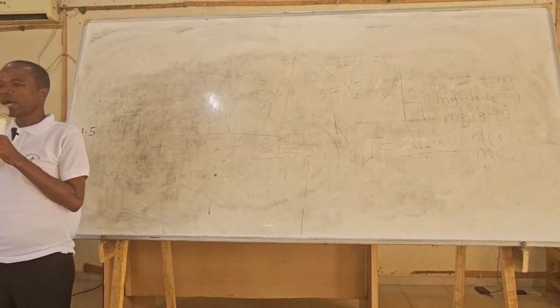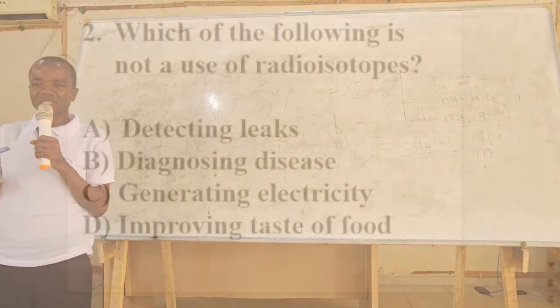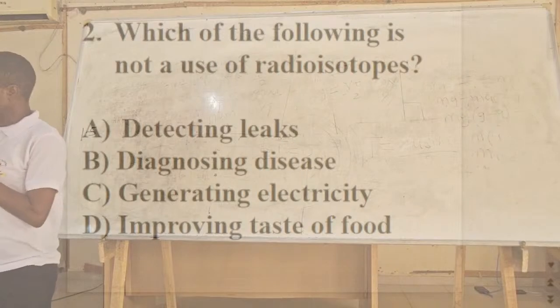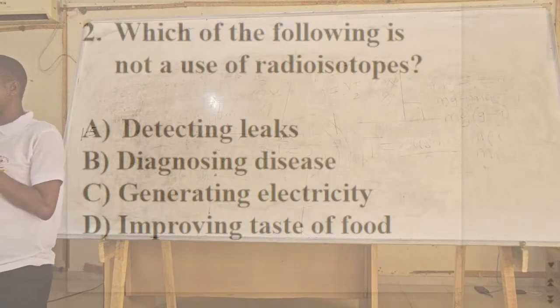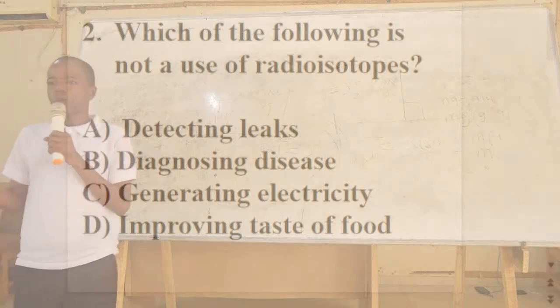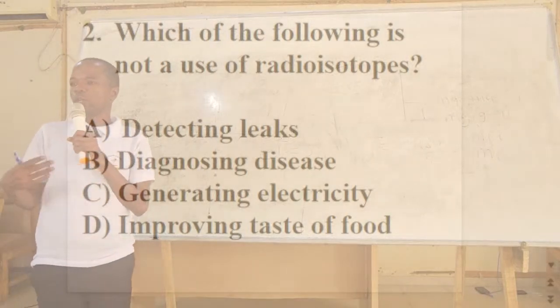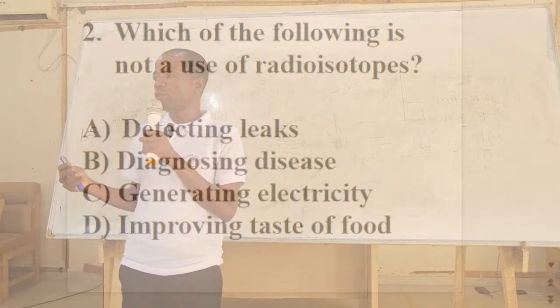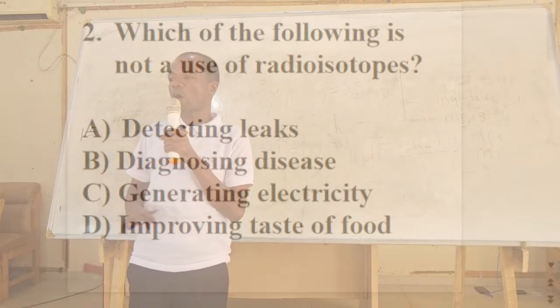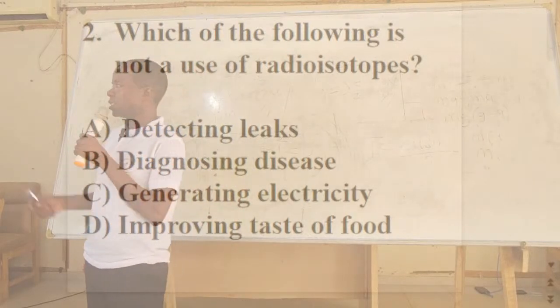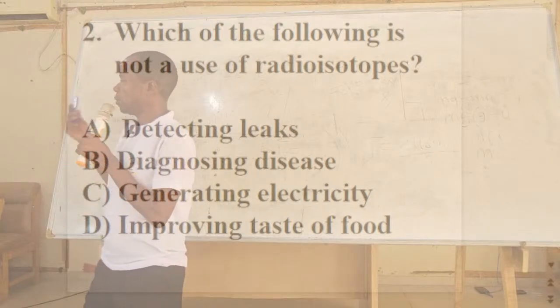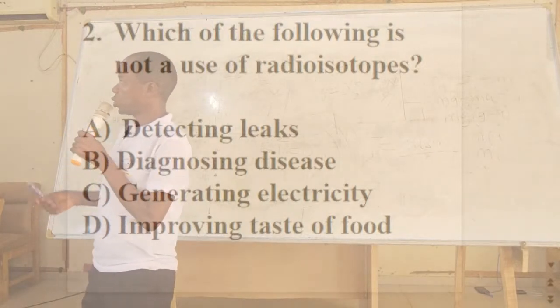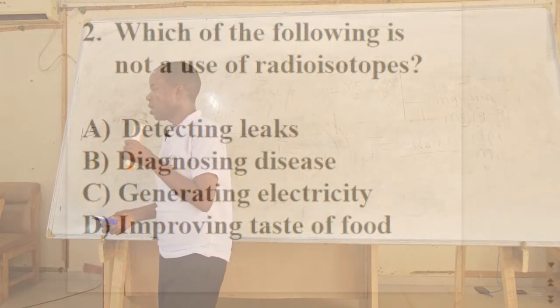However, we can use radioisotopes to preserve food. There's a difference between food preservation and improving the taste of food. Radioactive material, radioisotope cannot be used to improve the taste of food, but it can be used to preserve the food so that the food does not become spoiled. So the correct answer here is option D. We cannot use radioactive isotopes to improve the taste of food.